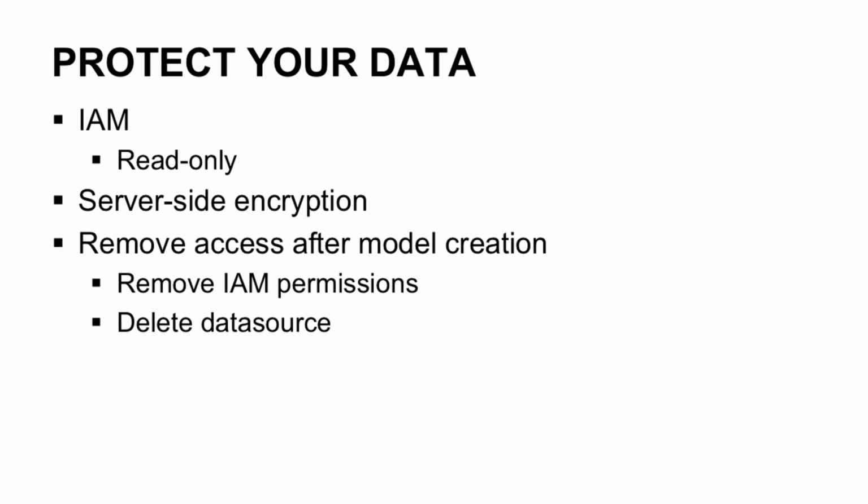You also want to think about protecting your data. In the AML and IAM chapter, we talked about setting up IAM users and permissions to protect your data. You can do that at a very fine level of granularity. For example, you could have an IAM user that is only allowed to read data from S3 and create data sources, and no other user is allowed to create data sources.